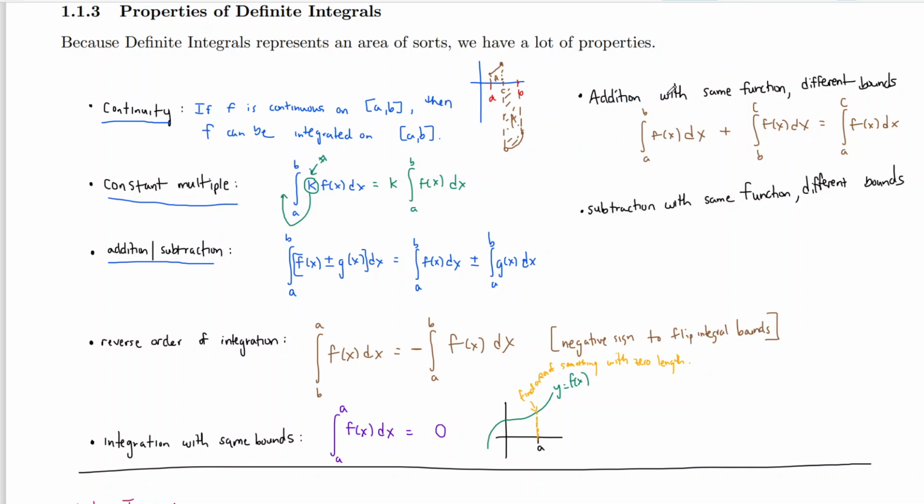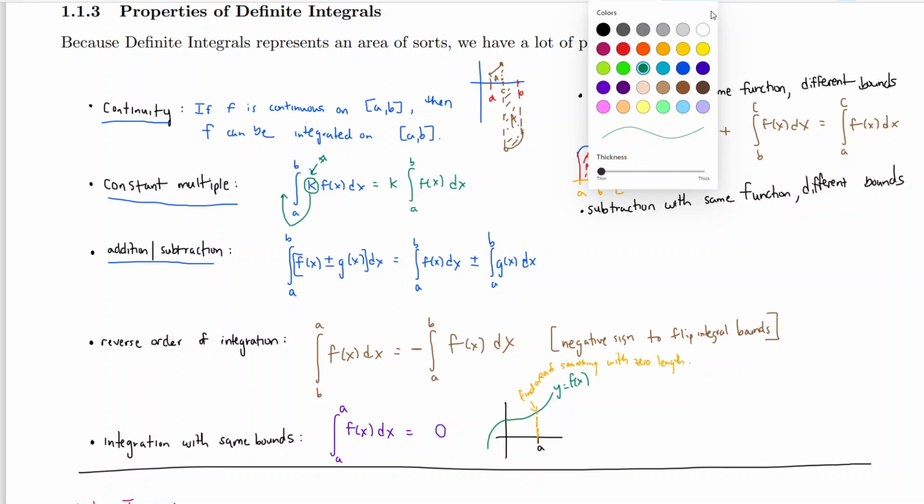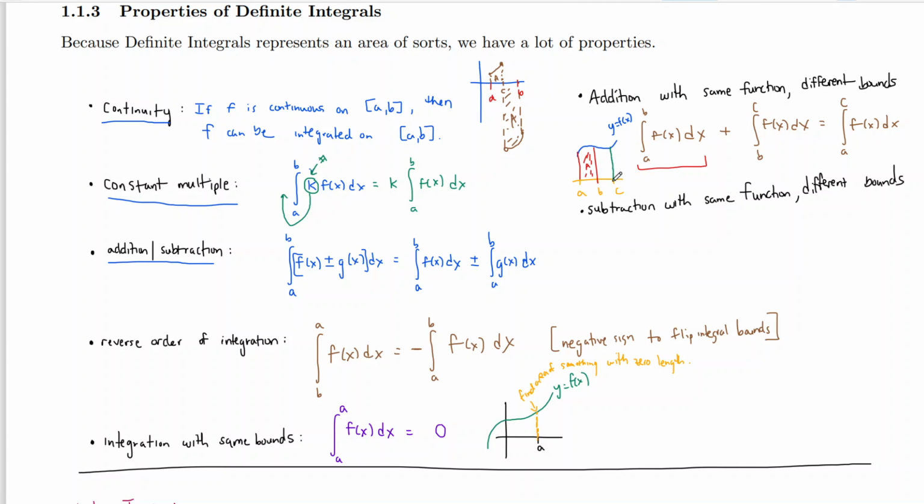Okay. And you can kind of think about it in terms of, let's say a is here and b is here and c is here. And we'll draw just f of x being up here. The reason why this makes sense is, well, this first integral here, this is the area from a to b, so this would be like this one. And then the second one from b to c would be this area.